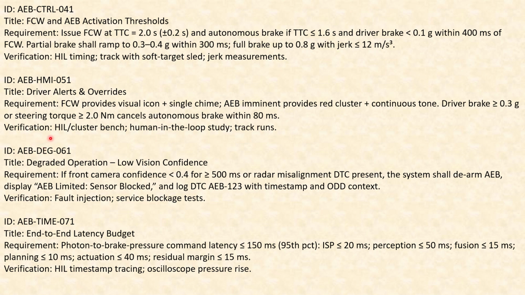Now, when it comes to verification, how is it traced? In the V model, verification is done through HIL, cluster bench, human in loop, and steady track runs. Next comes degraded operation, low vision confidence. The first requirement: if the camera confidence is low, or the camera is clogged and camera confidence comes down drastically to 0.4 for greater than 500 milliseconds, or a radar misalignment diagnostic trouble code is present or detected, the system shall de-arm or deactivate the automatic emergency braking.